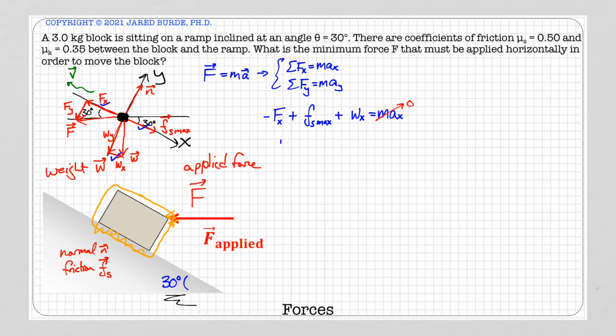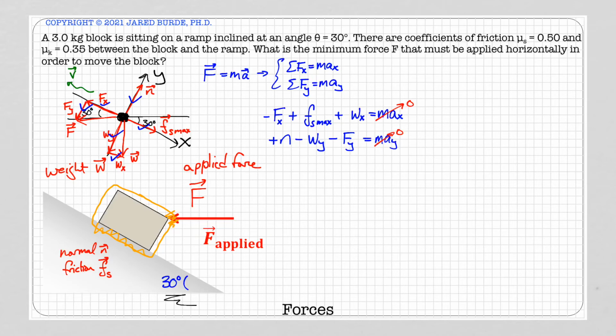Looking in the y direction, I have the normal force, that's upwards. I have the y component of the weight, that's downwards, that's negative. And in this case, since I'm pushing the block into the incline, I actually have a y component of the applied force as well. And the acceleration in that direction is 0 also.